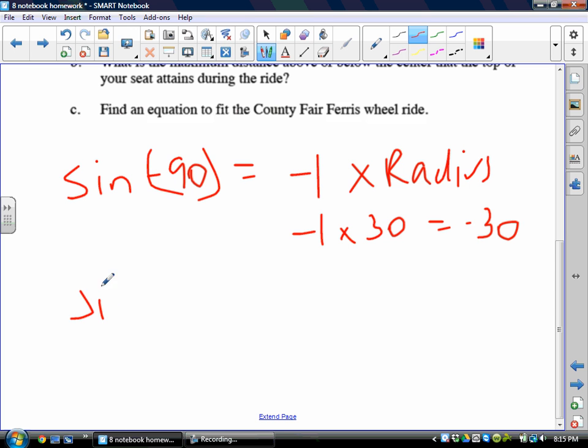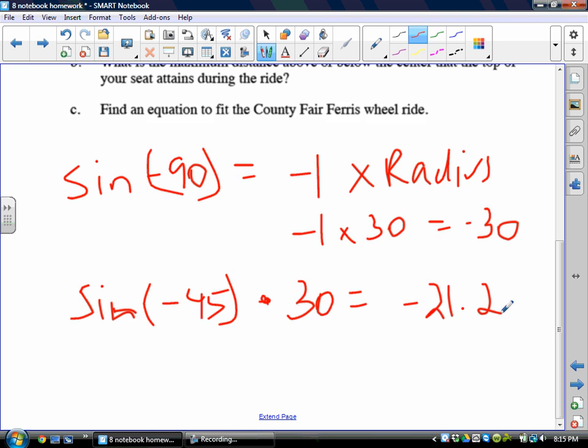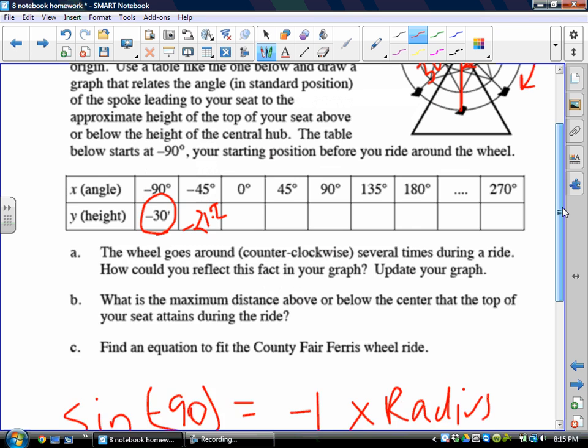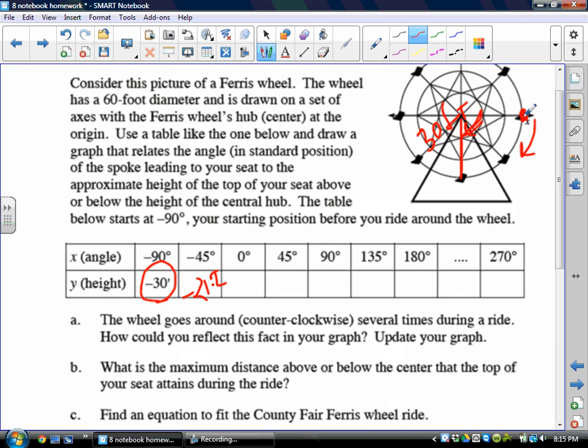So that's what we're going to do for the rest of these. Sine of -45, and then multiply that by 30 since that's my radius. So I'm going to get about -21.2 feet. How about the sine of 0, which is right here? If I have sine of 0, which is my height from the ground, which normally we assumed is right here, the height from there would be 0 times 30 feet. Still doesn't make a difference. So my height right there would be 0.